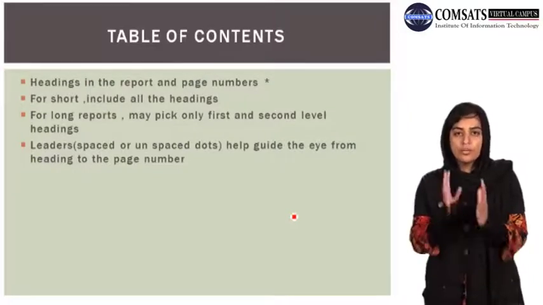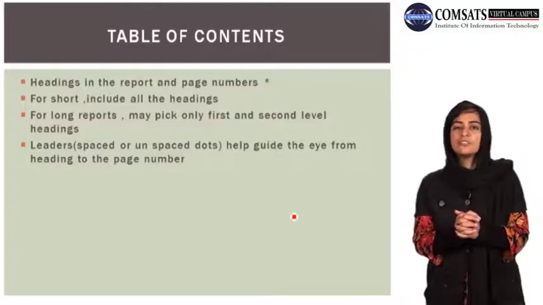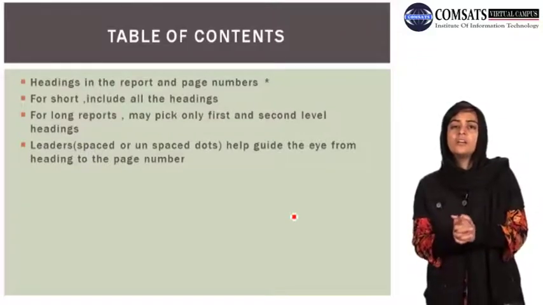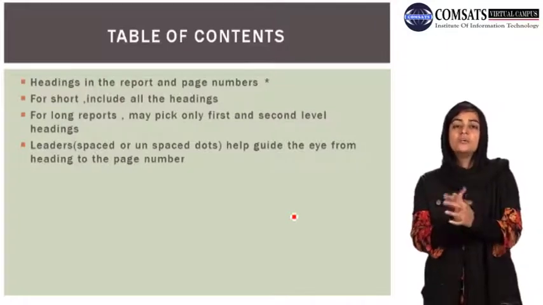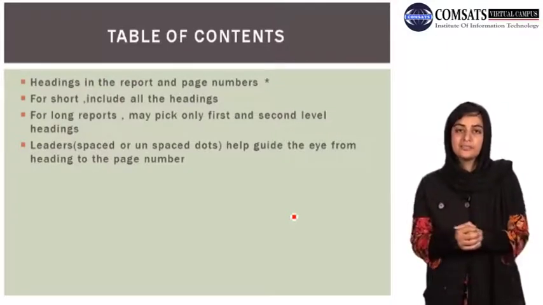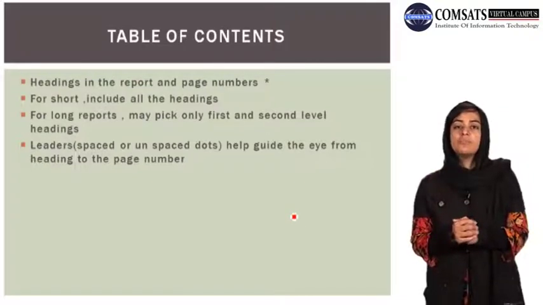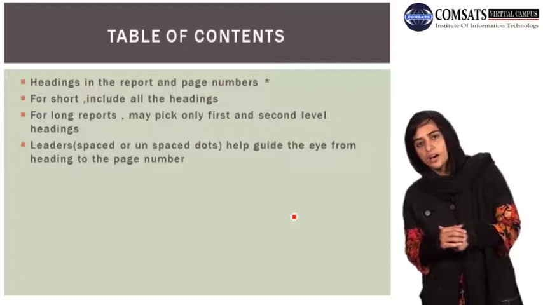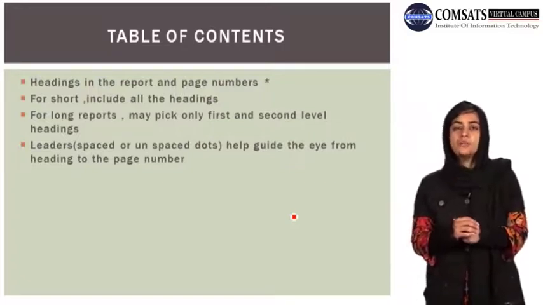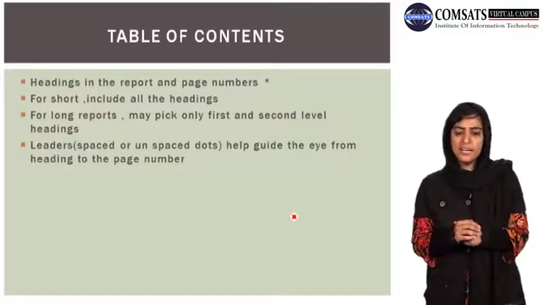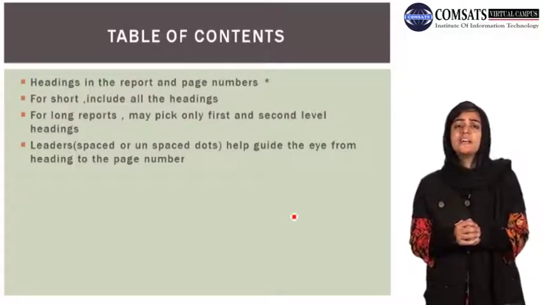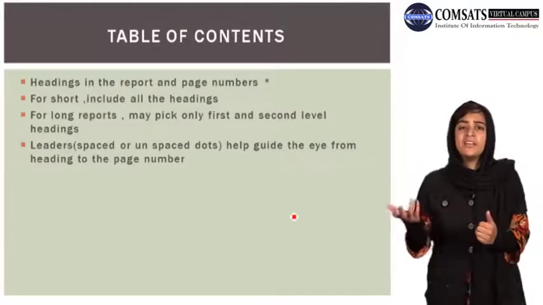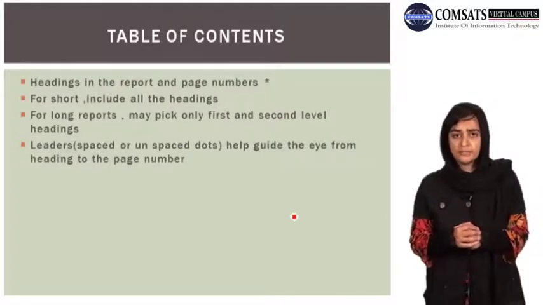For an informal report, the number of headings is not that much. So when you are trying to make the table of contents for an informal report, you can include all the headings in the table of contents. Whereas if you are making the table of contents for a formal report and the number of headings in the formal report is too much, then in that case you can pick up only the first and the second level headings for your table of contents.